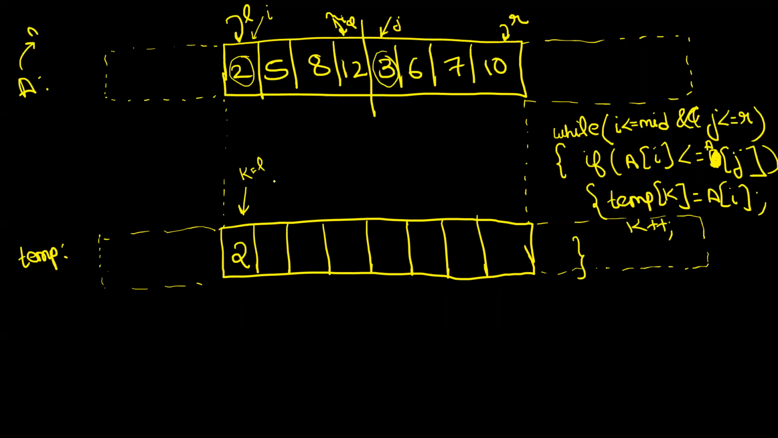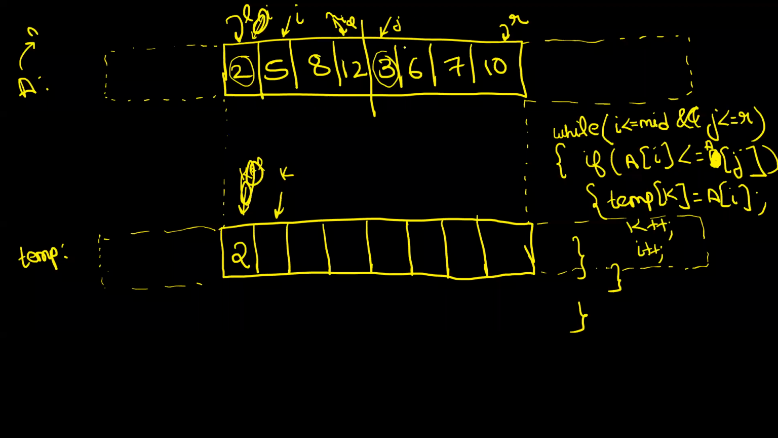Let us try to understand the logic, right? Then I do a K plus plus. K comes here. And I do I plus plus. I comes here. Again, I will compare. I and J are valid indexes. So I will compare 5 with 3. 3 is smaller. So I will take A of J, write it here, do a K plus plus and do a J plus plus.